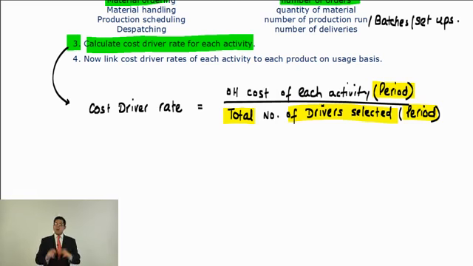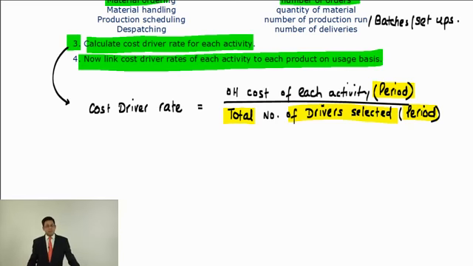Once we have calculated this, we can link this rate up with every product on the basis of consumption or usage. Meaning, if any product has more purchase orders, it will carry more share of the overhead. If any product has a smaller number of drivers, it will carry less share of the overhead. So link the cost driver rates of each activity to each product on a consumption or usage basis. More driver consumption in a product means more overhead cost in the product. So this was the basic idea of activity based costing.